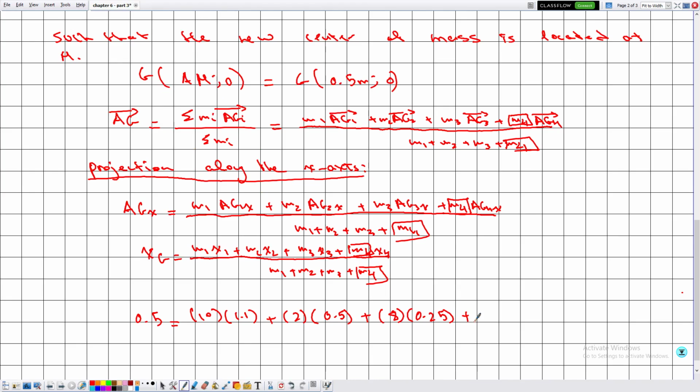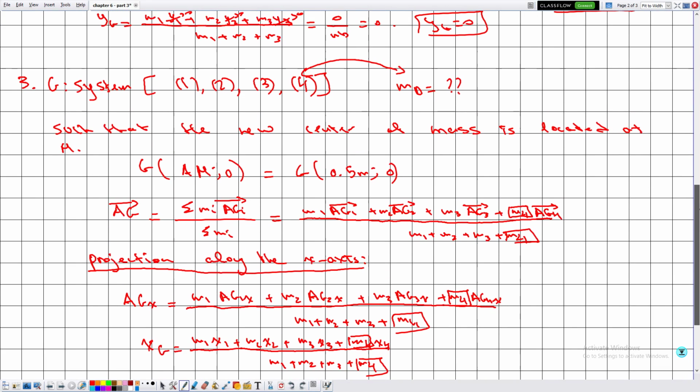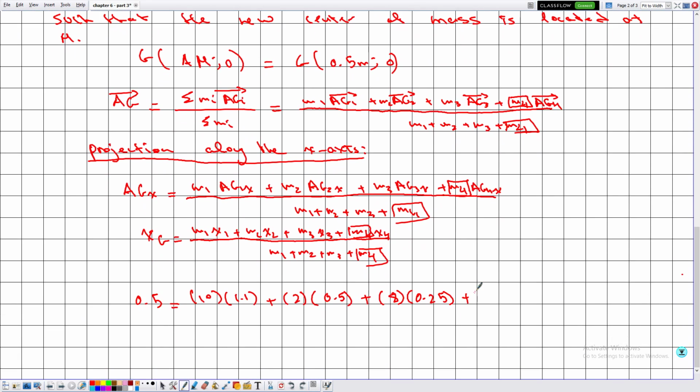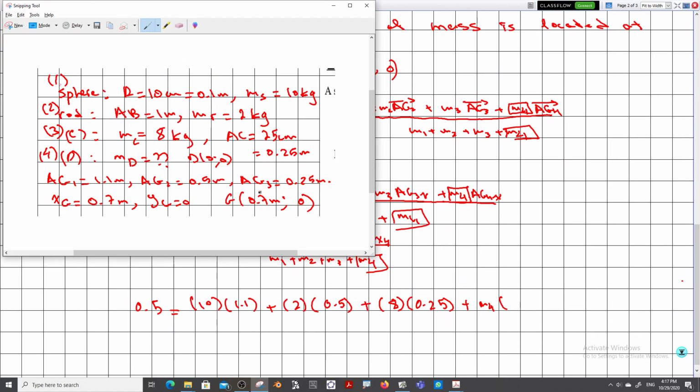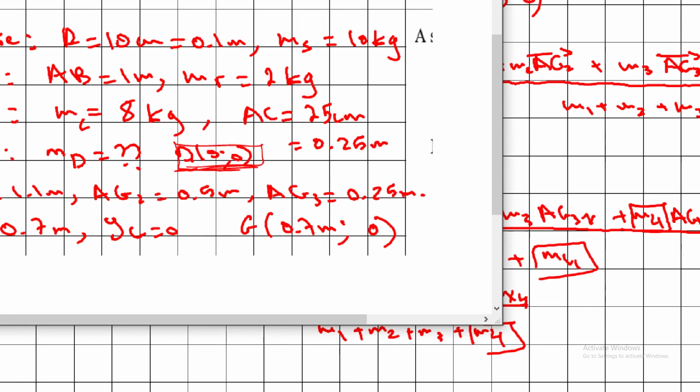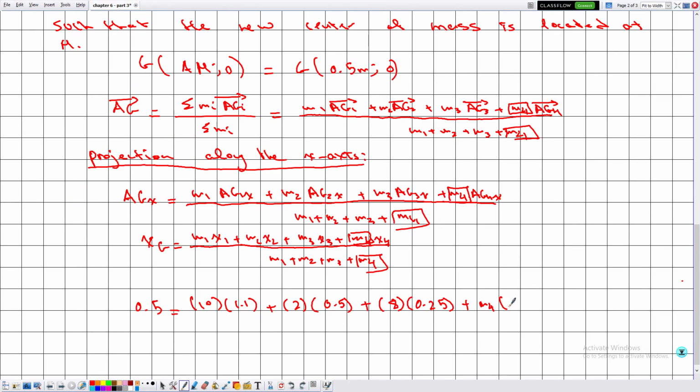Now m4 is the mass that we need to determine, so let's keep it as m4 multiplied by ag4. Notice that the point D is being placed at the origin, which is A, so in this case D is set to be 0, 0, so this is simply 0, divided by m1, which is 10, plus 2 plus 8 plus m4.